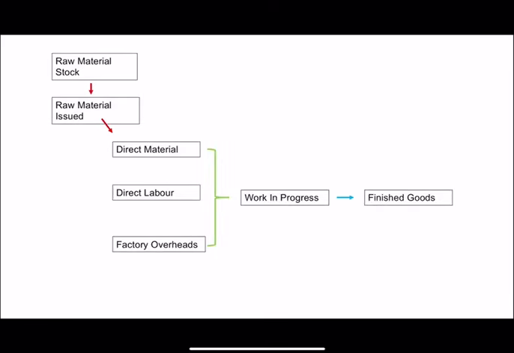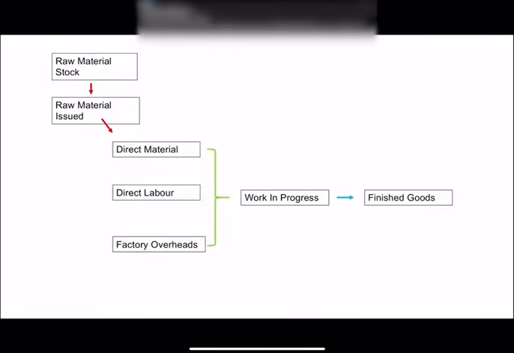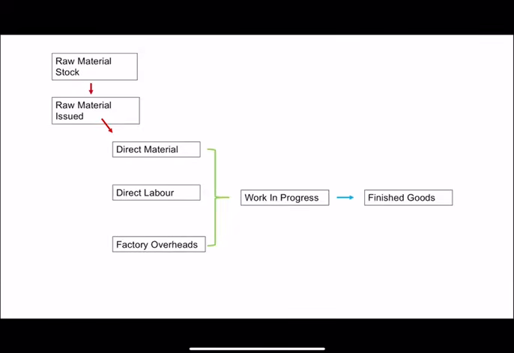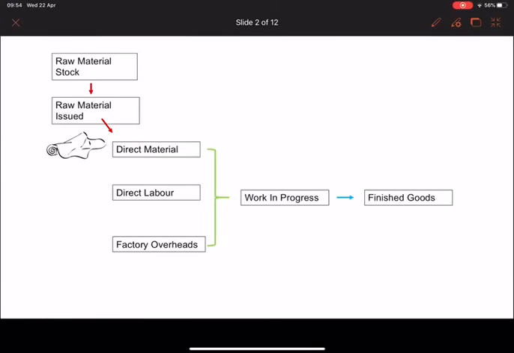So what we have is raw material stock. This is the goods that we buy, the material that we buy in order to make these t-shirts. Then in the year, we will say, okay, the t-shirt factory can have 85% of whatever we've bought in order to make t-shirts during the year. Then that goes to our direct material. So direct material is all the material that is directly involved in the manufacturing process, the material that goes into producing that t-shirt.